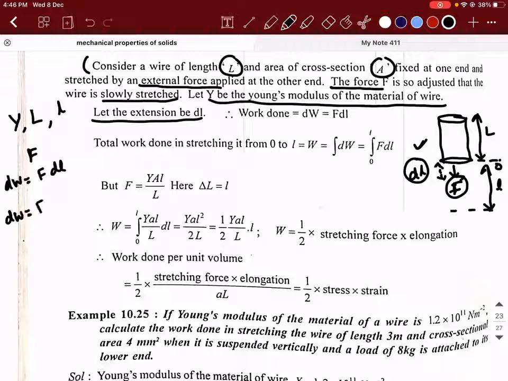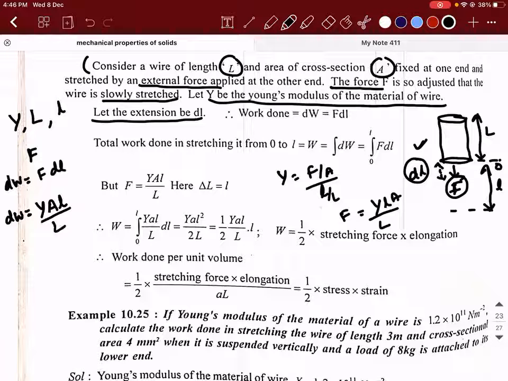Can I write it as y is equal to F by A divided by small l divided by capital L? Correct? So F will be equal to y into small l divided by capital L into A. Into A will come here. So y into A into small l divided by capital L into dl.